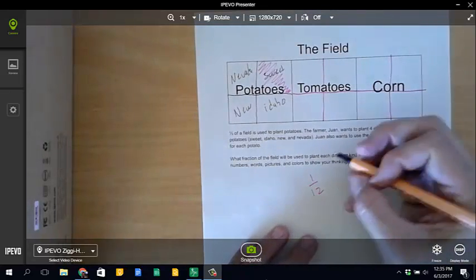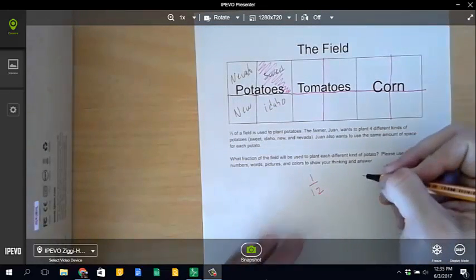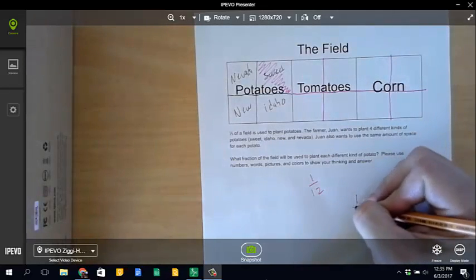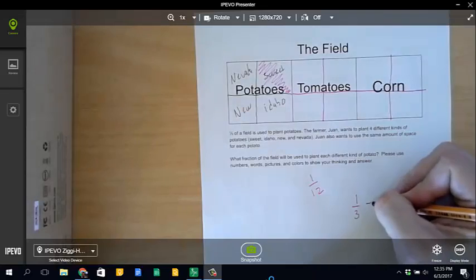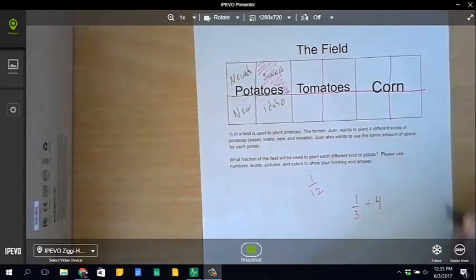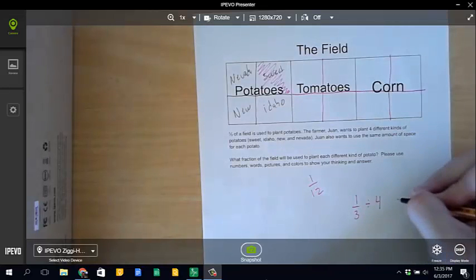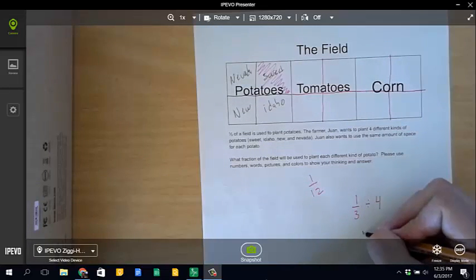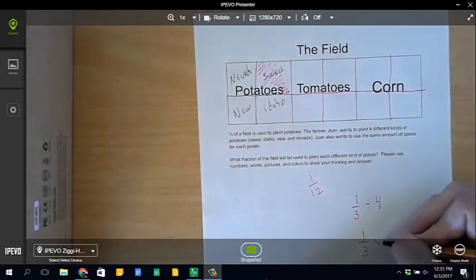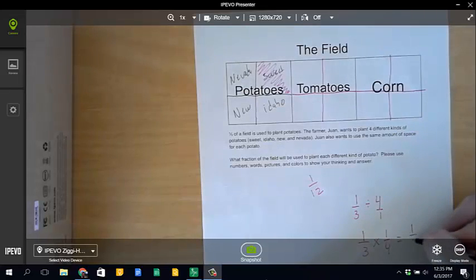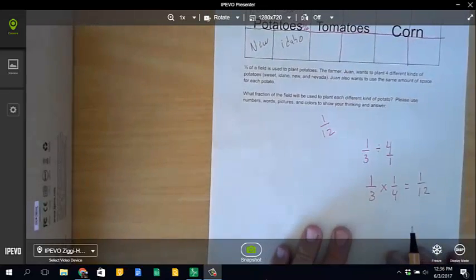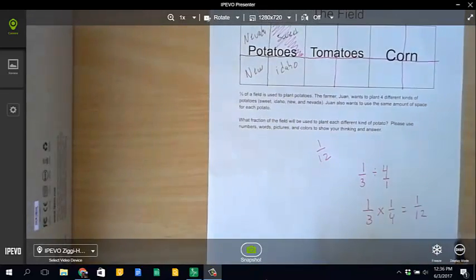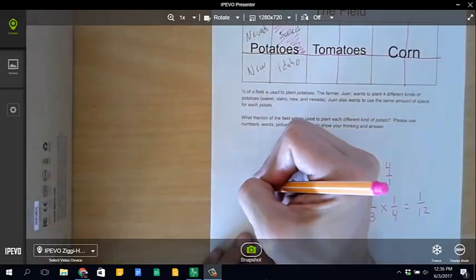So if I wanted to look at numbers, I could say I have 1/3 of the field, and I divide that into 4 parts, and if I do the algorithm, I take my fraction and I multiply it by the inverse of this, which gives me 1/12. Again, check my answer. And I also drew it out. I used some different colors. So there you go. Words. Oh, I would say that it's 1/4 or 1/12.